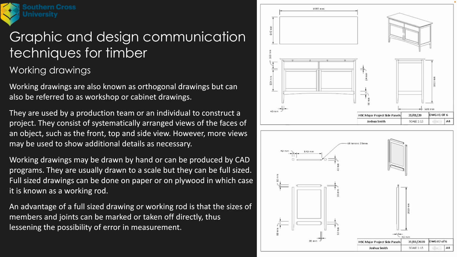Working drawings may be drawn by hand or can be produced by CAD programs. They are usually drawn to a scale, but they can also be full-sized. Full-size drawings can be done on paper or on plywood, in which case it is known as a working rod. An advantage of a full-sized drawing or working rod is that the sizes of members and joints can be marked or taken off directly, thus lessening the possibility of an error in measurement. And working rods are particularly good if you've got a project or product that has lots of components.